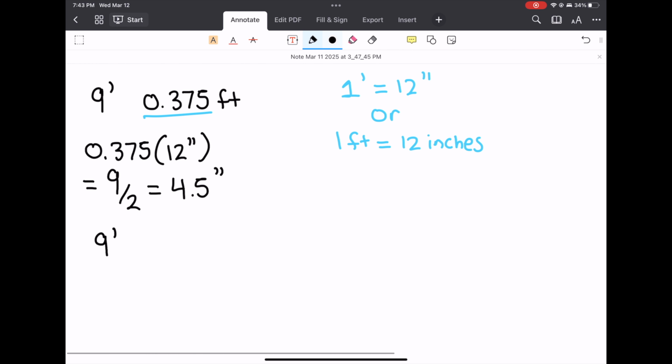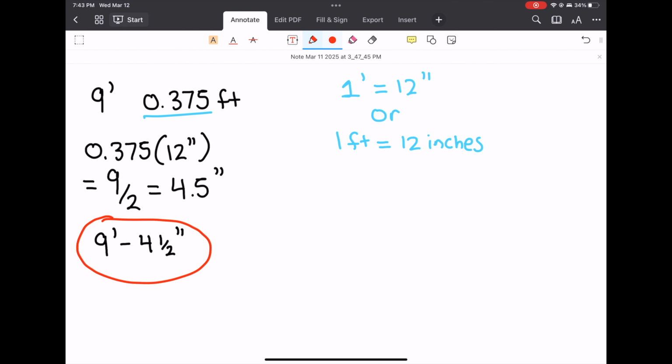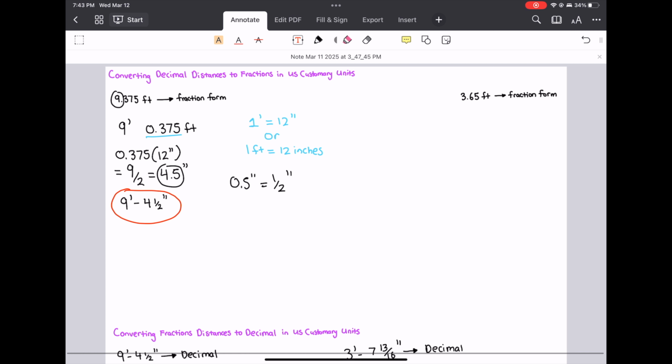So in order to write out the whole conversion, it will be 9 feet 4.5 inches. And this is our answer: 9 feet 4.5 inches. This was fairly easy because we had 0.5, and we know that 0.5 of an inch is just 1/2 of an inch. Okay, let's go to the next example.